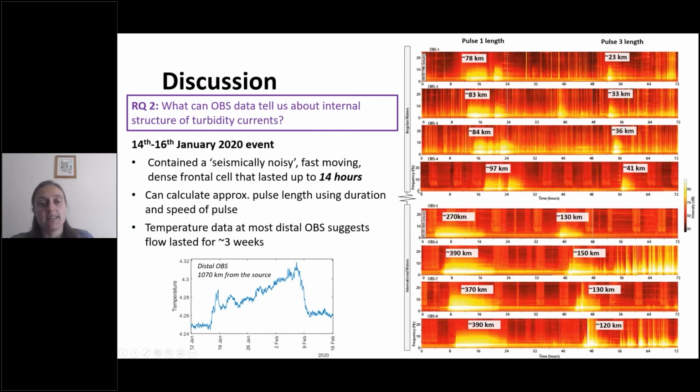This was when the flow was accelerating. And then in the distal channel, the pulse length was closer to up to 390 kilometers long. So it really was an incredibly long, dense part of the flow going past the OBS.